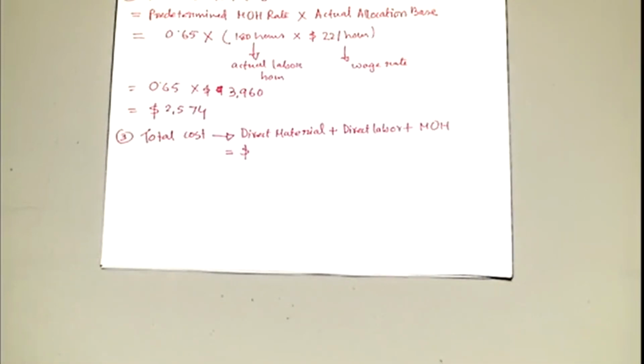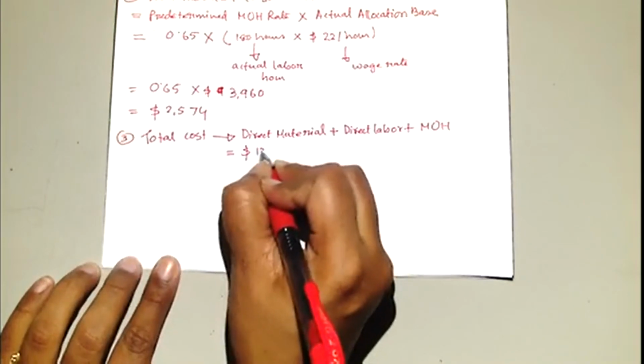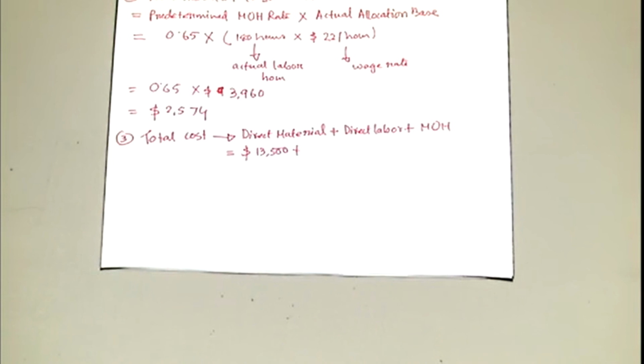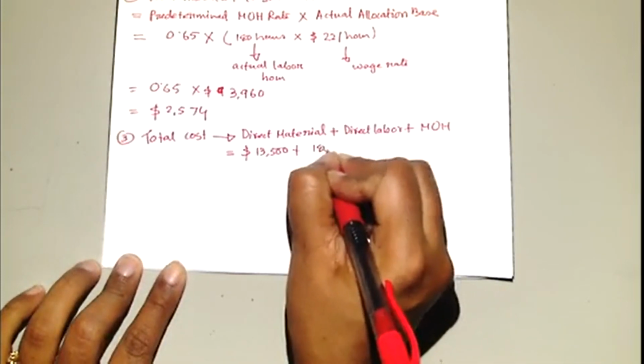Number 3 is talking about total cost. So total cost means three types of cost: direct material, direct labor, and overhead. What is your direct material cost? Yes, Jason, please. 13,500. Who can tell me what is your direct labor cost? Actual direct labor cost. We just did it for our second part. Yes, please. Excellent.